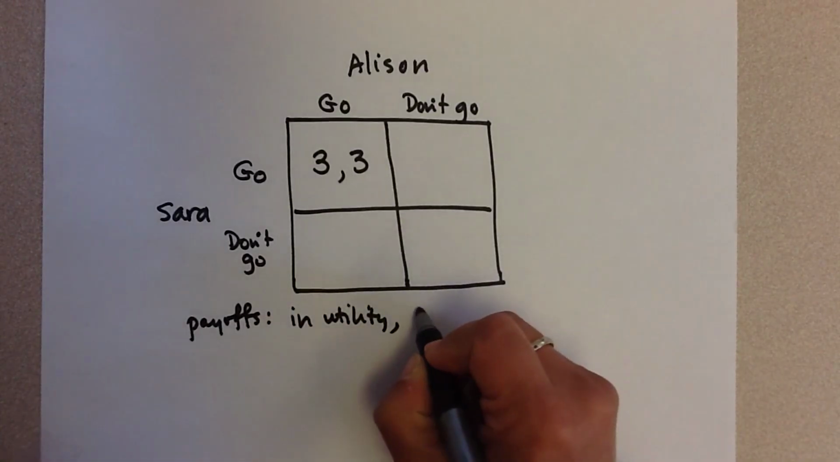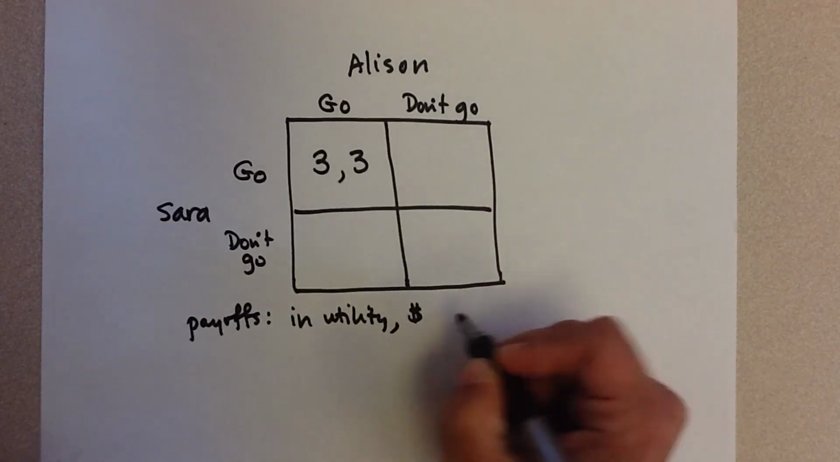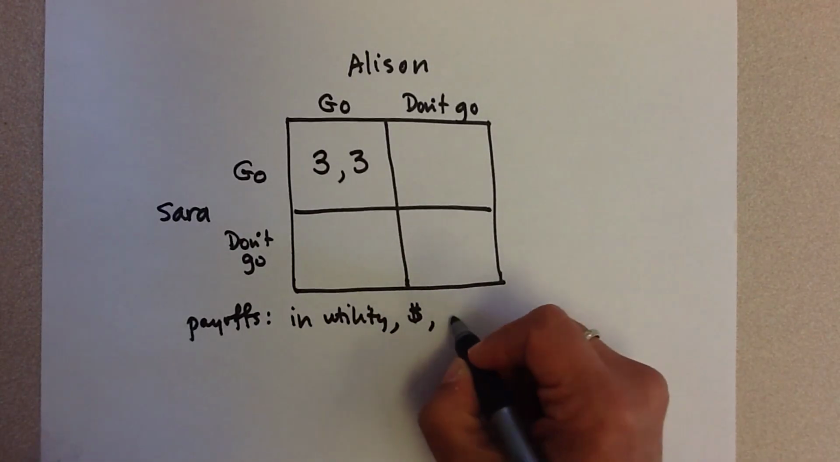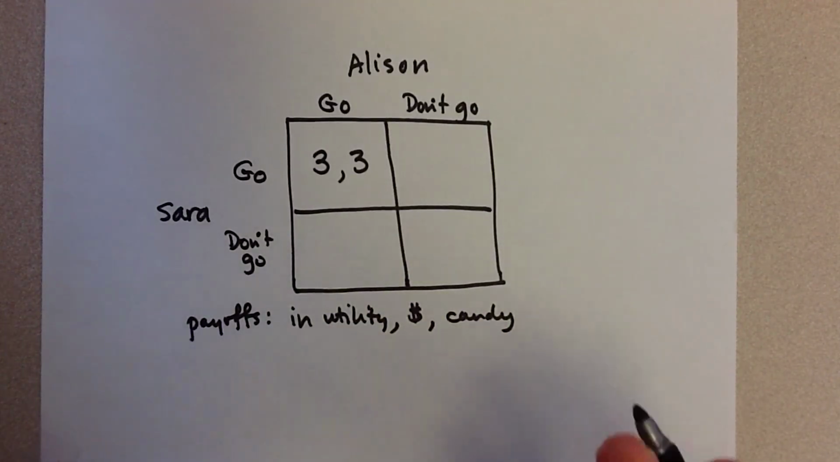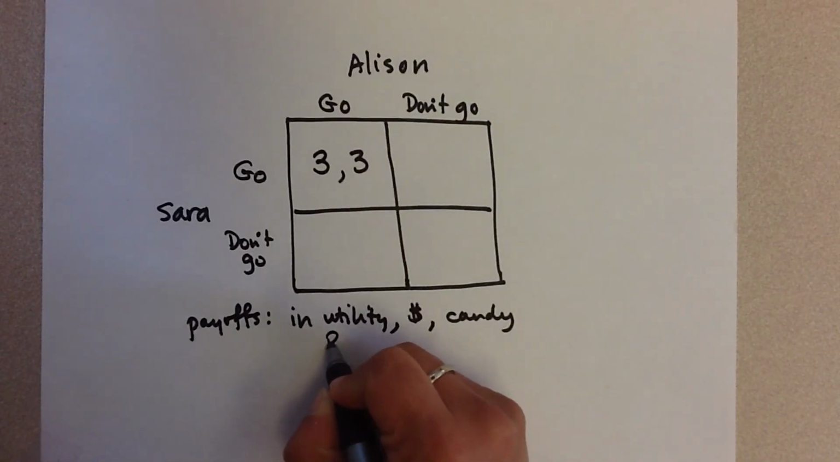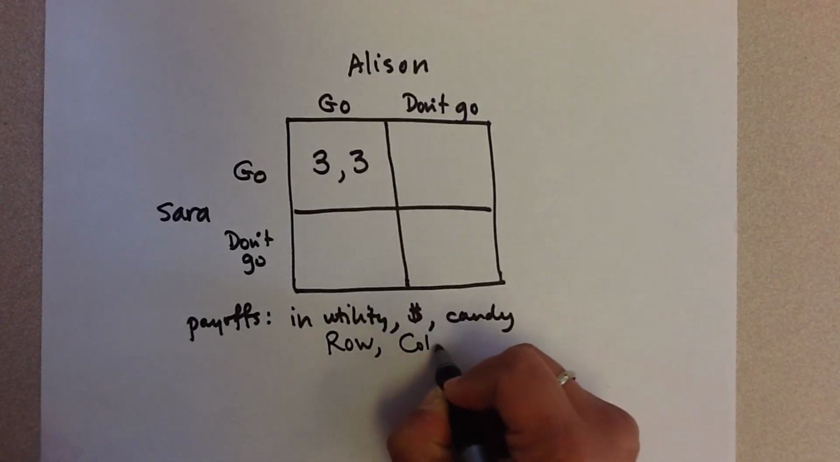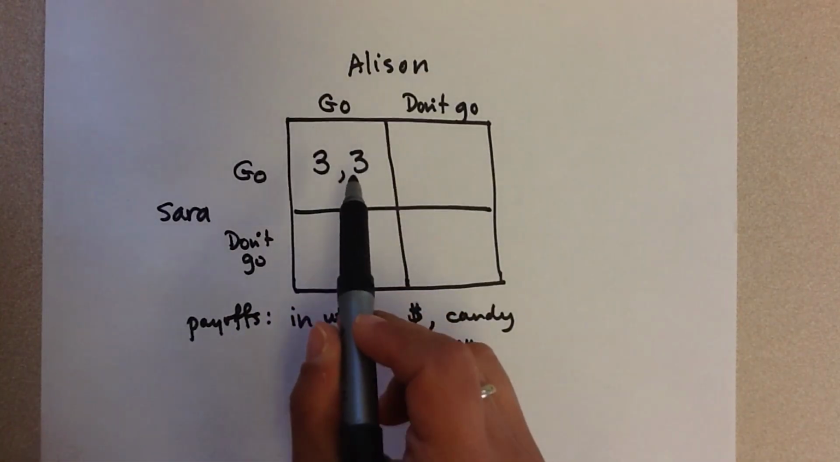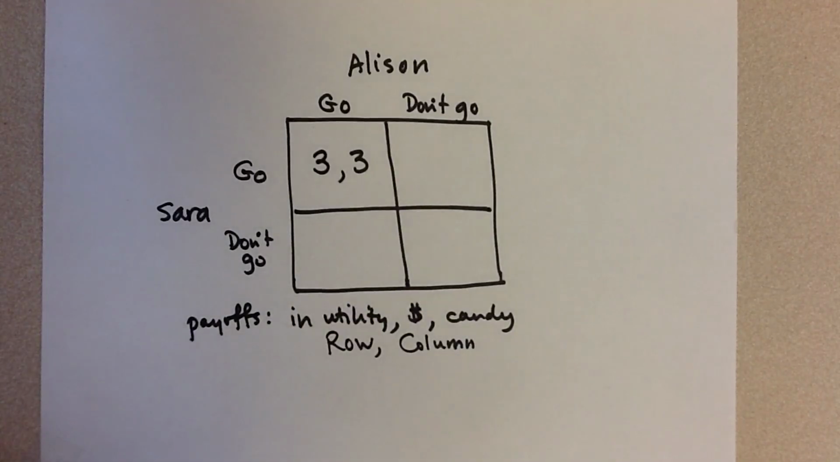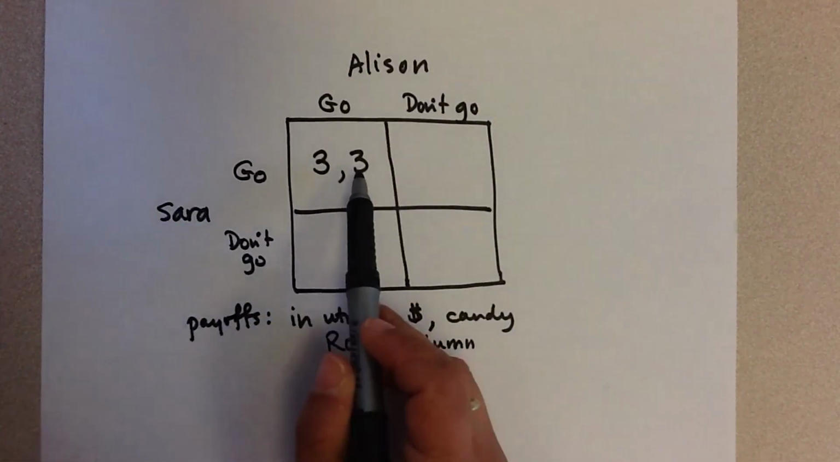They can be measured in money. They could be measured in candy, whatever kind of units apply to the particular game. And the way we write them, by convention, we always write them this way, that we have the row player's payoff and then the column player's payoff. So sometimes you'll see that they will write it out a little bit more carefully, like they'll say 3 for Sarah, 3 for Allison. But if not, if we just see numbers right there, that first number is for the row player and that second number is for the column player.